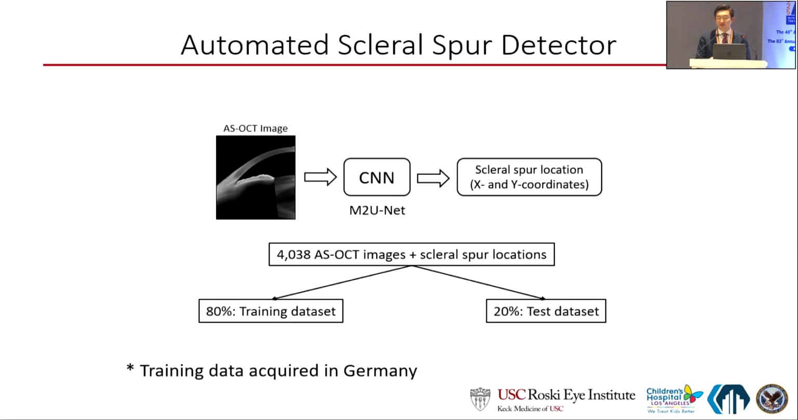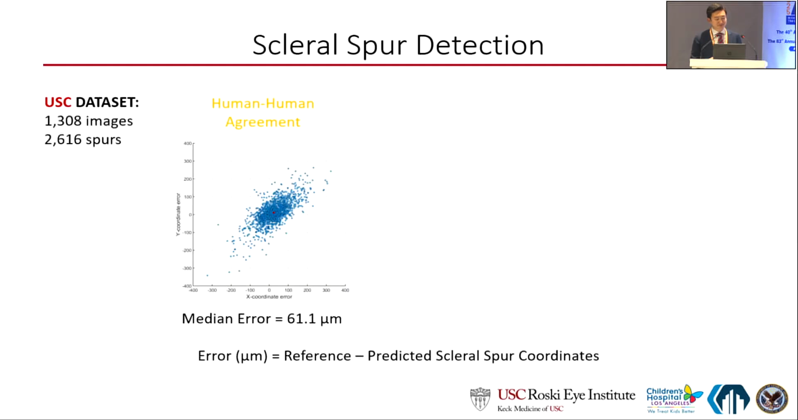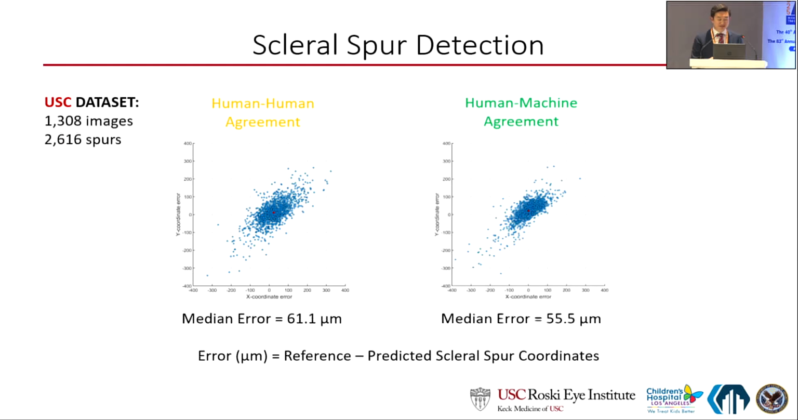And so here we developed an AI algorithm using around 4,000 images that had scleral spur locations marked by an expert. And before we adopt this kind of tool in our clinical practice, we need to thoroughly validate it. And that's what we did. We collected 1,300 images at USC, and we marked 2,600 scleral spur locations. And this scatter plot shows the agreement between two humans. This error is calculated as the reference minus the predicted scleral spur coordinates, and we can see the median error is around 60 microns. Here's the agreement between the human and the machine. You can see the scatter plot looks very similar, and the median error is also similar at around 56 microns.